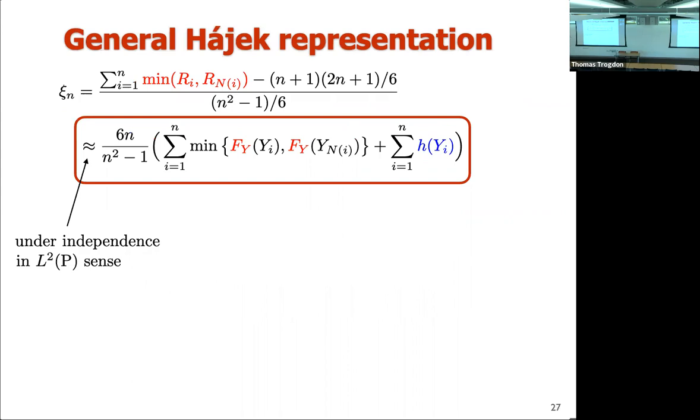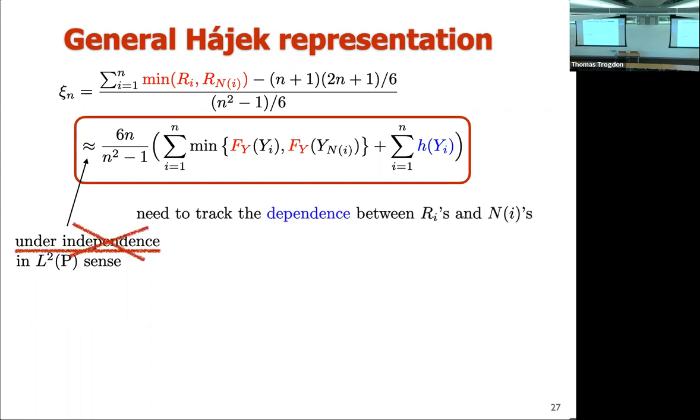What is challenging about this proof is that Hájek's representation is very famous for being able to handle the independent case, because under independence, the nearest neighbor graph of x is independent of the ranks of y. That's very convenient. If we have independence between the ranks and the nearest neighbors of x, then we can minimize the calculation to maybe 2 pages. But if we don't have independence, then we need to track the dependence between the ranks and its nearest neighbors.